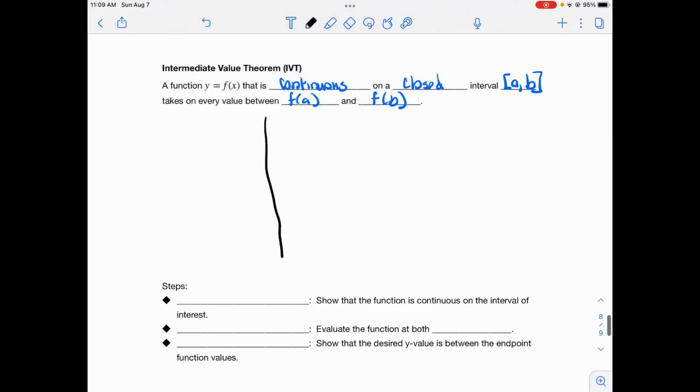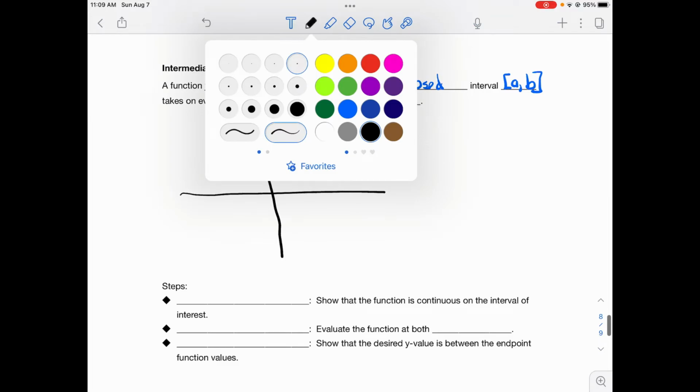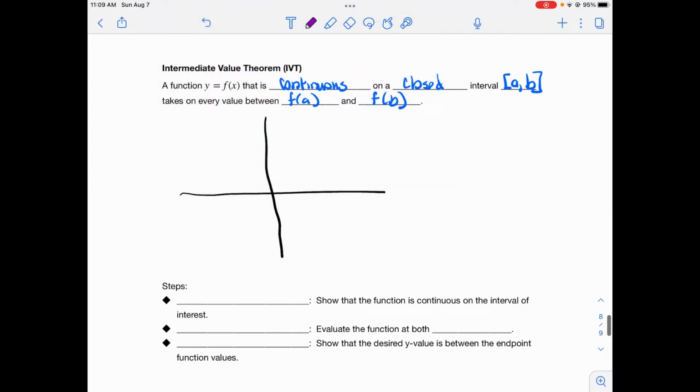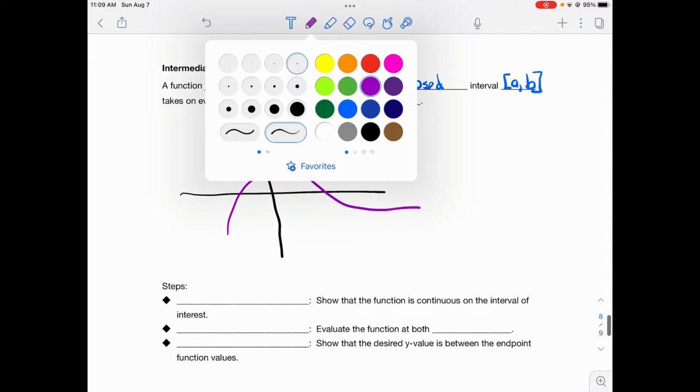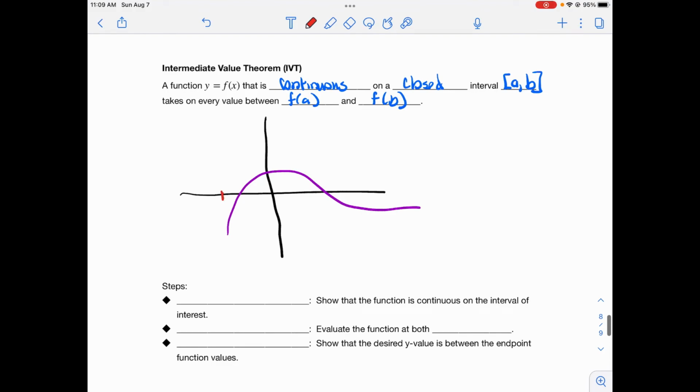Okay, so think of it like this. We have some function. All right, we'll do this function here. And we will let this be a, and this will be our b. All right, so at x equals a, here is our function value f of a. And then at b, here is our function value f of b.